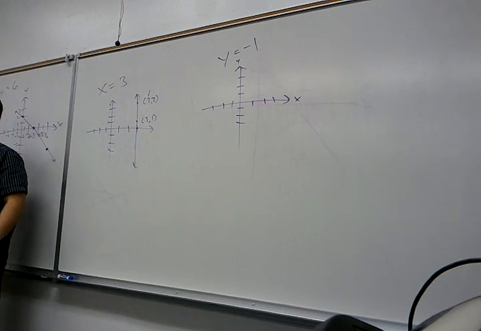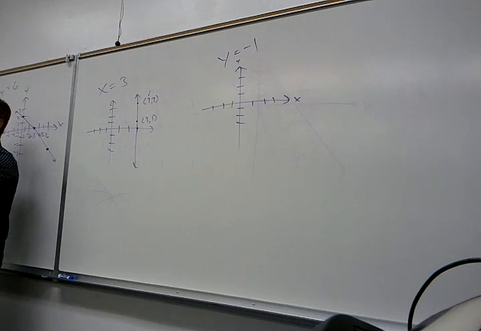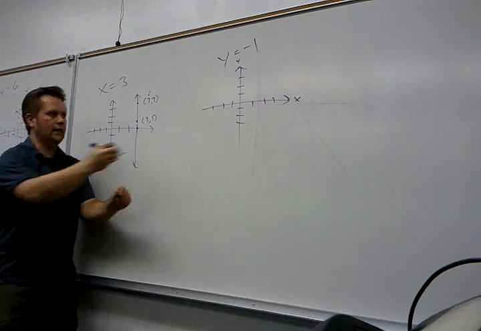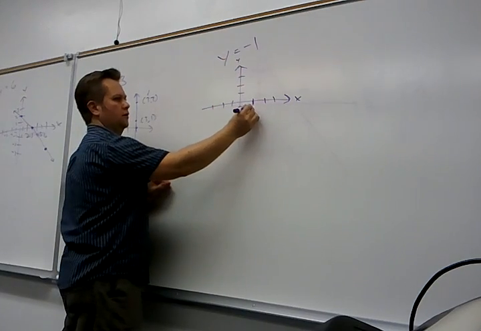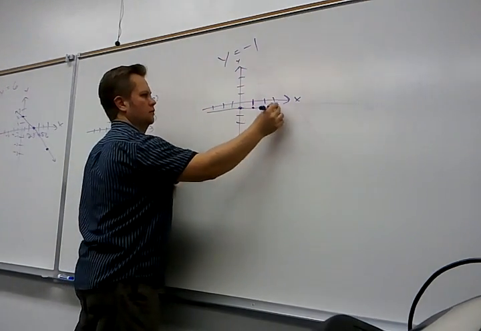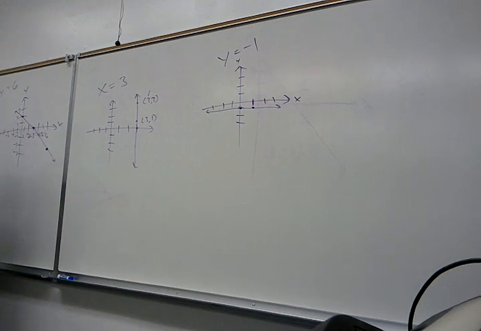What would that line look like? Move over what? -1. So y must be -1, so it can't go up or down. Because if y changes, that would go up or down. So it's got to be a line like this, at -1. So if x is 0, y is -1. If x is 1, y is -1. And so forth. Those are two special cases.